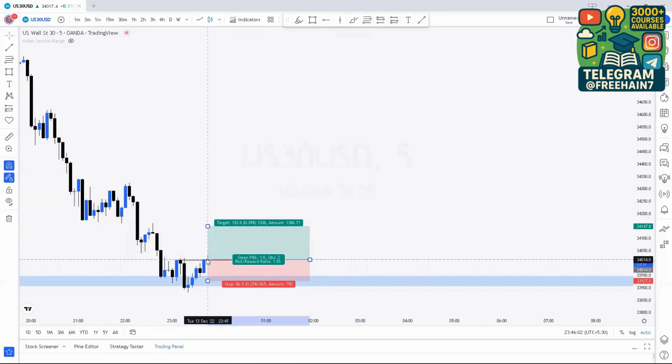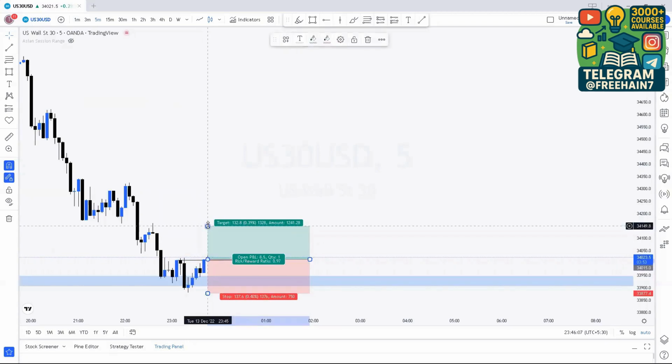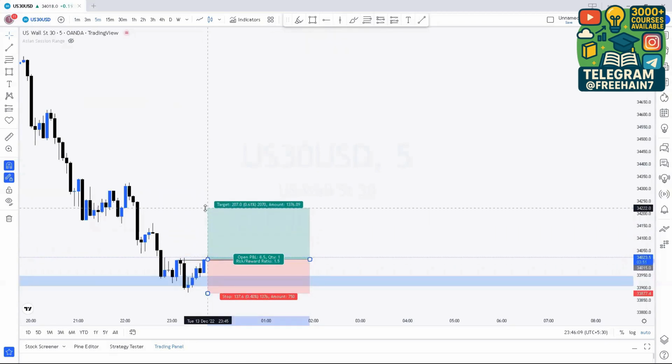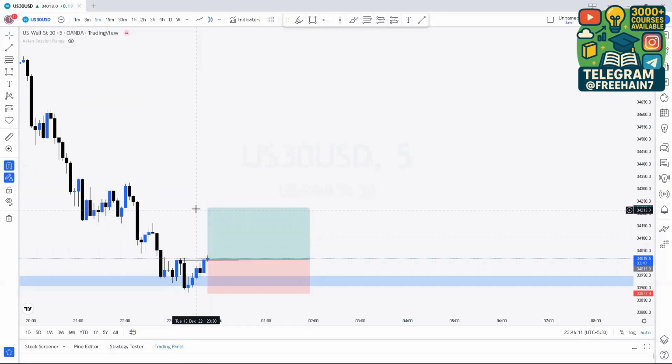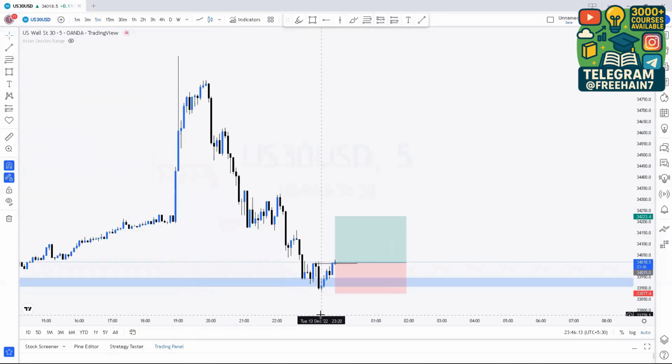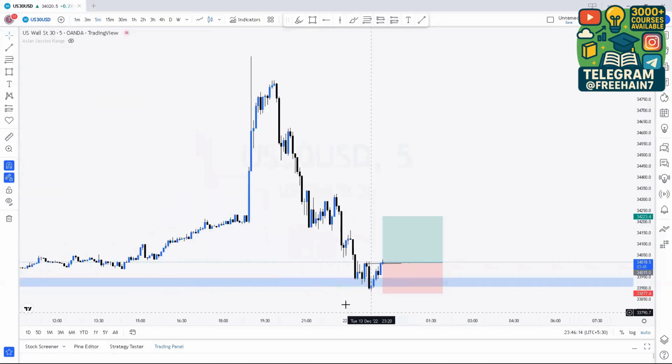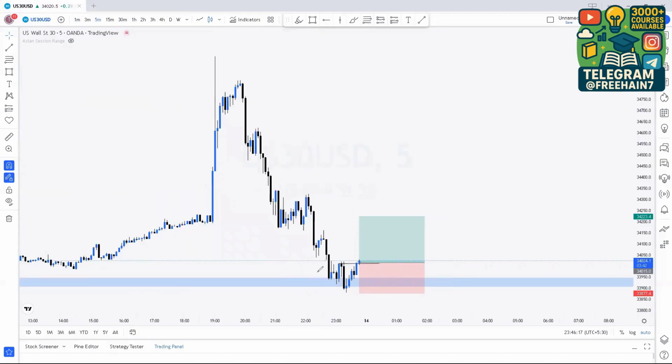Since you know that now, you can have an entry after it's broken, keep your stop loss below the low, and maybe take 1:2, 1:5 just here. Now you have a trade which is with the high time frame direction.